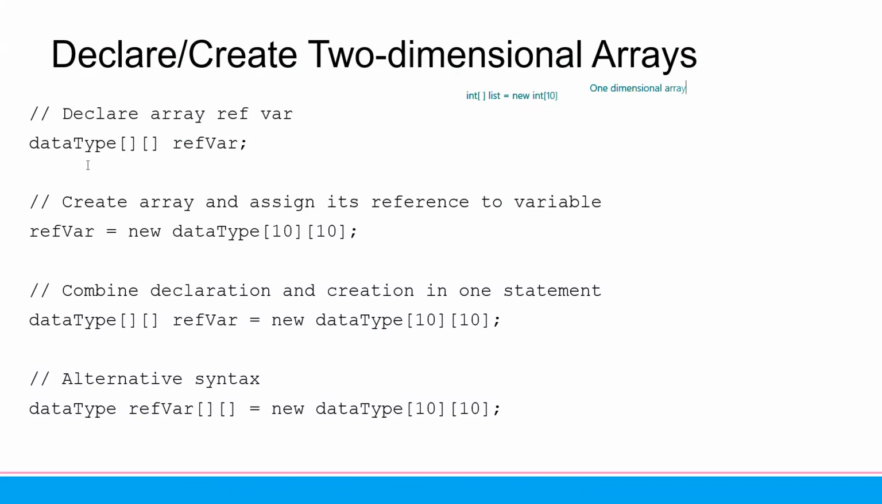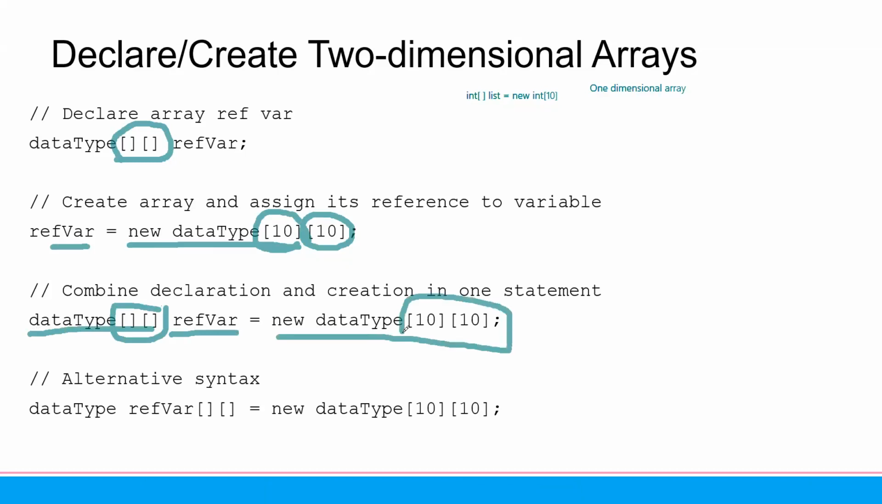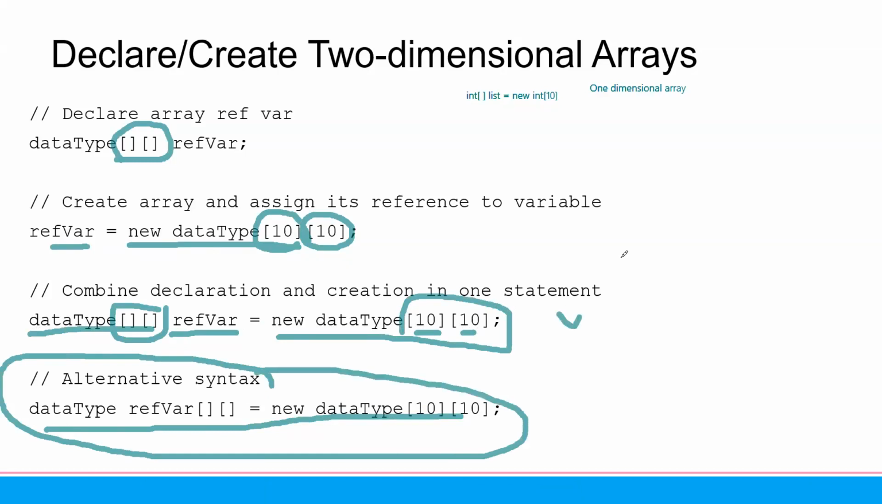But we can have a two-dimensional array. If it is 2, then we have 2 square brackets. Let's say I have refVar and I want to make a two-dimensional array. So we have 10, 10. We can also do something like this: the data type with 2 square brackets, then the variable name, and then 2 sizes, which are 10 and 10. We can declare it like this. But as you know, this alternative syntax is not recommended. This one will be better if you define two-dimensional arrays.